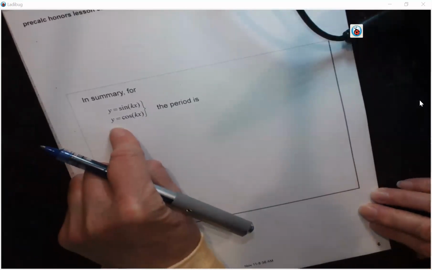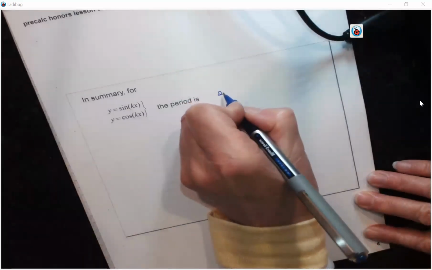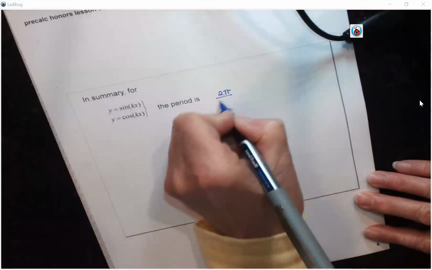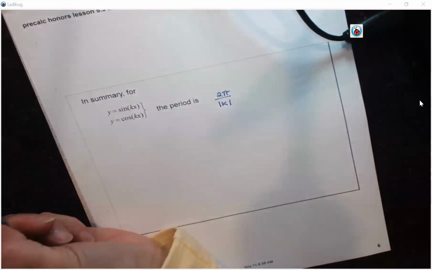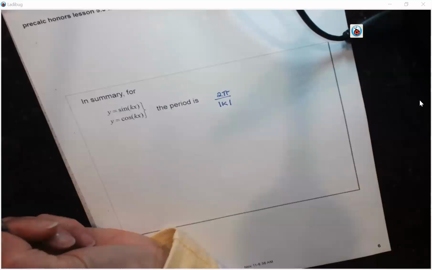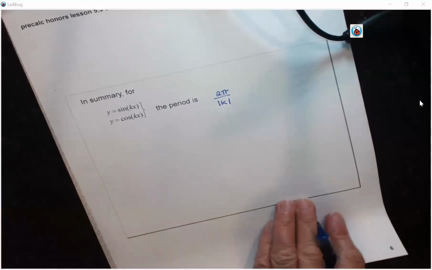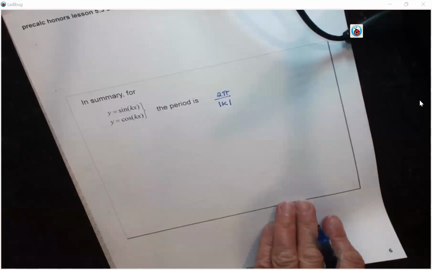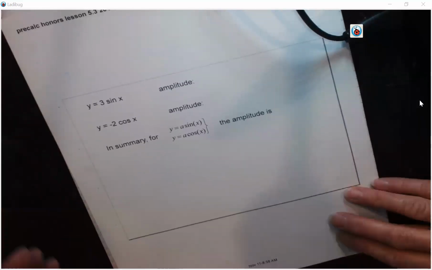So in summary, if y equals sine of kx or y equals cosine of kx, then the period for each of those is going to be 2 pi over the absolute value of k. Why do we need absolute value of k? Because we don't talk about a period of a function as a negative number. It's always a non-negative type of measure. So we need that absolute value in there in order to have the correct period.